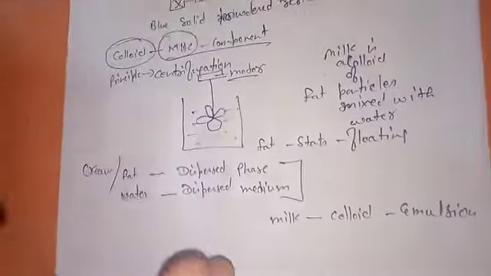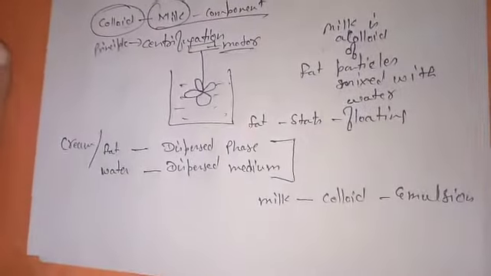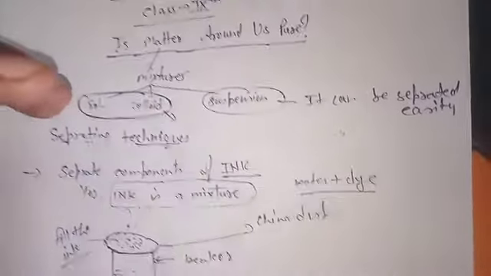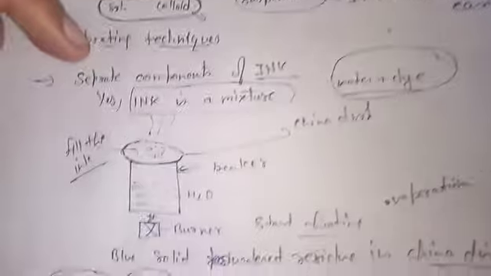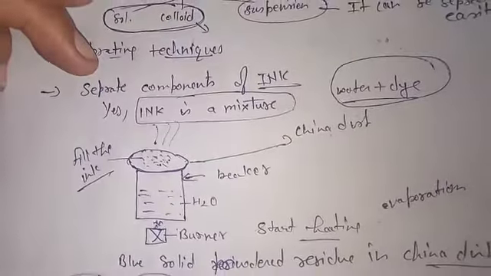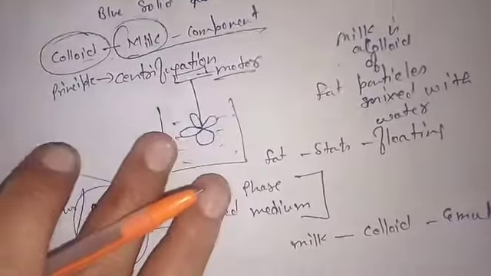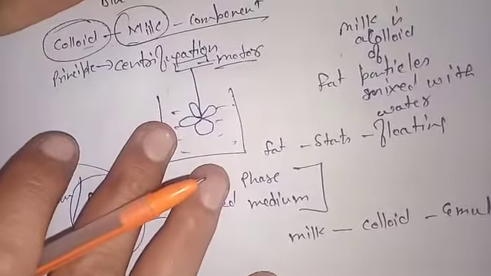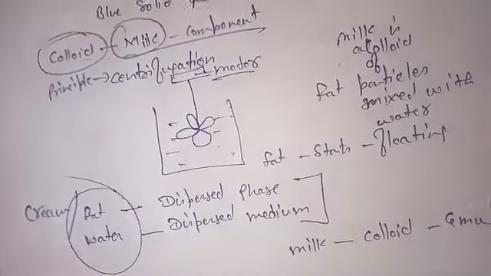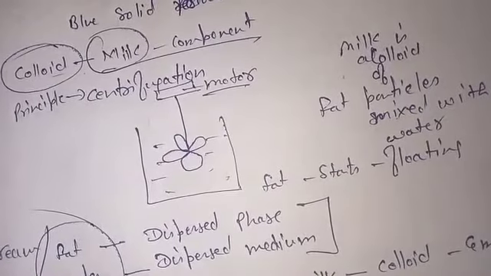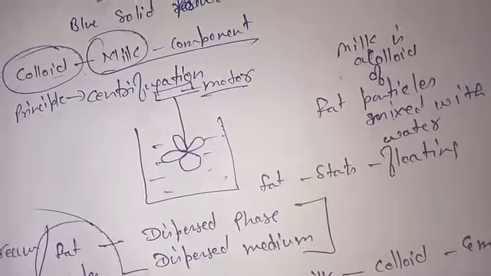So two separation techniques we discussed today. First is how to separate the ink components, that is dye and water. In the milk case also we separate two components, fat and water, and we separated them by the centrifugation process. In the ink case we used the evaporation technique. So today we are discussing only two topics.